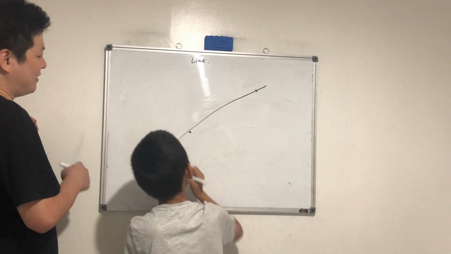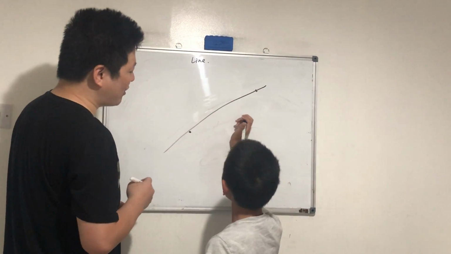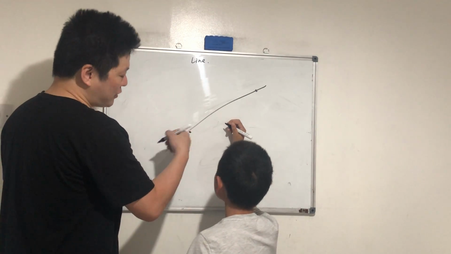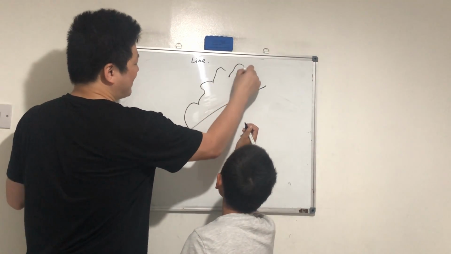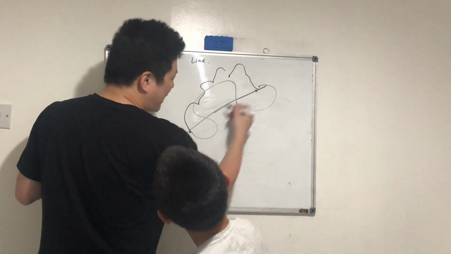Just one, yeah? You can only draw one, right? This is the shortest distance, right? You can only draw one. You can't draw more than one straight line, but you can draw some curves, yeah? But only one straight line.